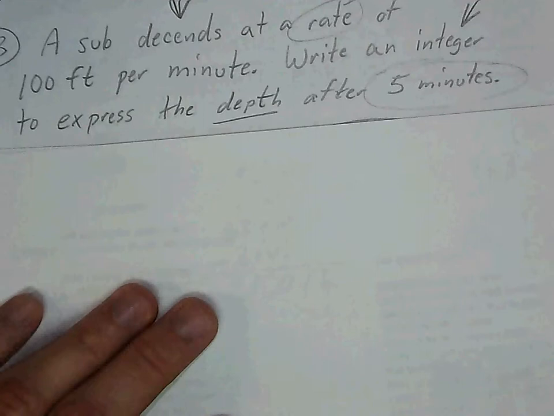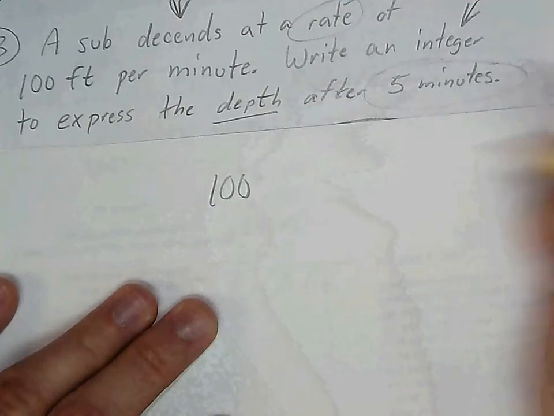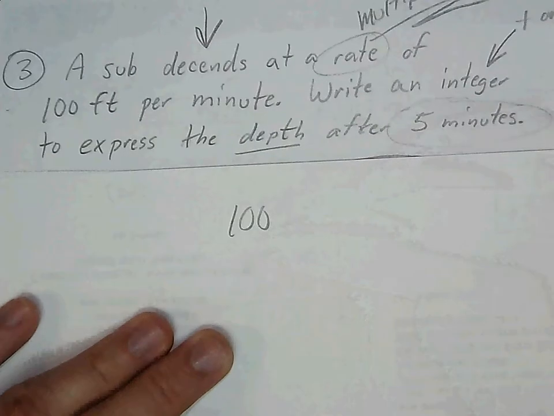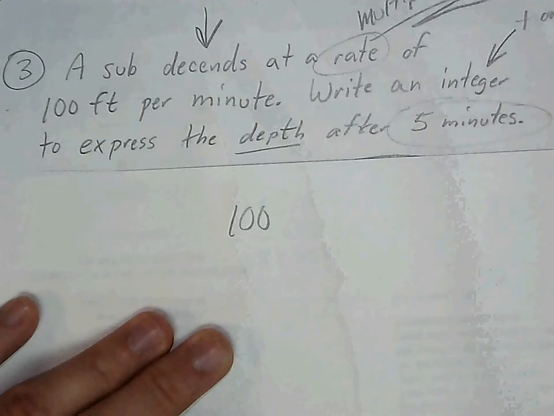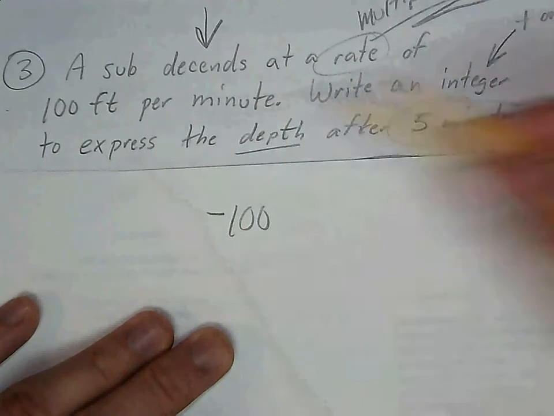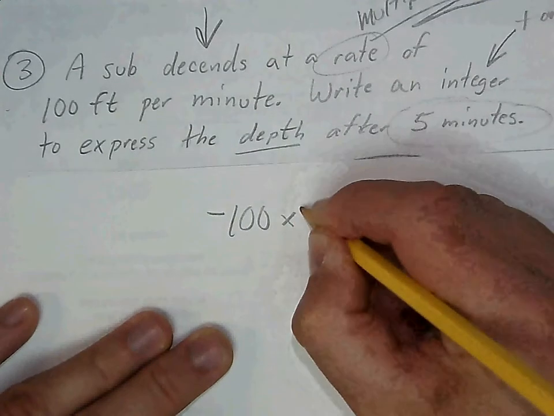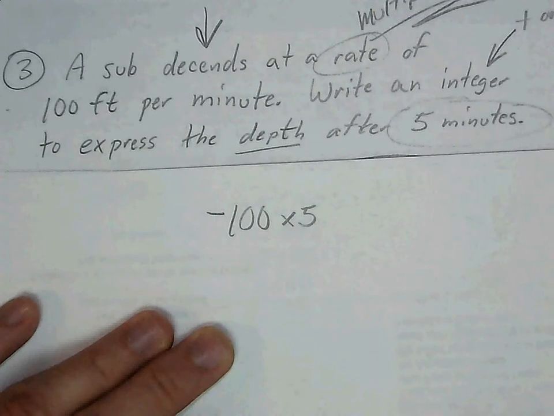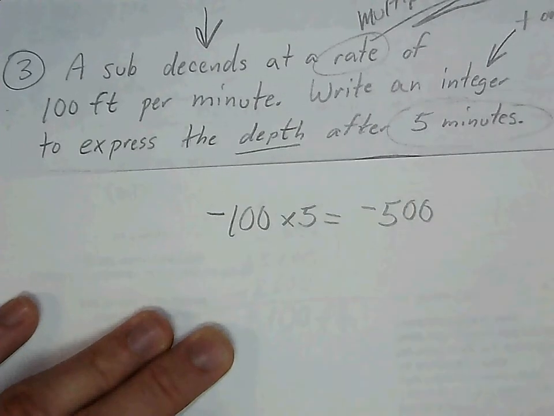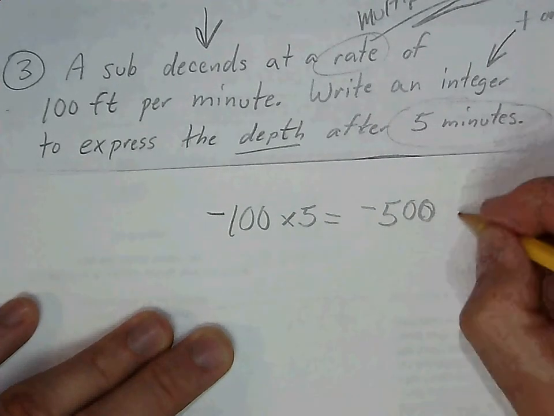Okay, so 100 feet descending, so that's not going to be positive 100, that would be ascending or rising. Descending is going to be negative for 5 minutes, so that's times 5. So after 5 minutes of doing this, it's going to be at negative 500 feet.